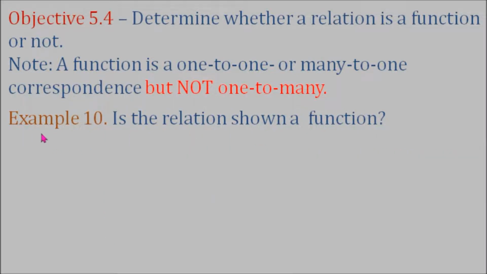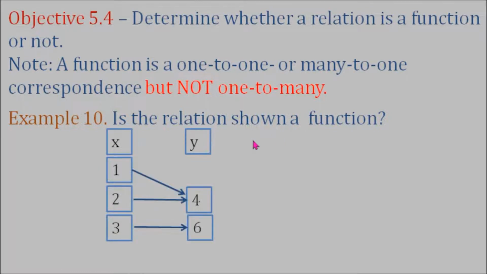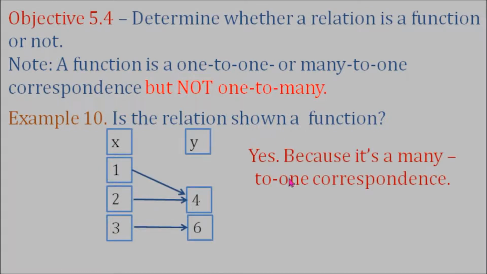Notice here, 1 corresponds to 2, 2 corresponds to 4, 3 corresponds to 6. How about this one? Example number 10. Is the relation shown a function? Yes or no? Yes. Why? Because it's a many-to-one correspondence. So we have here many, 1 and 2 correspond to 4, and of course 3 corresponds to 6. This is one-to-one. This is already a function.